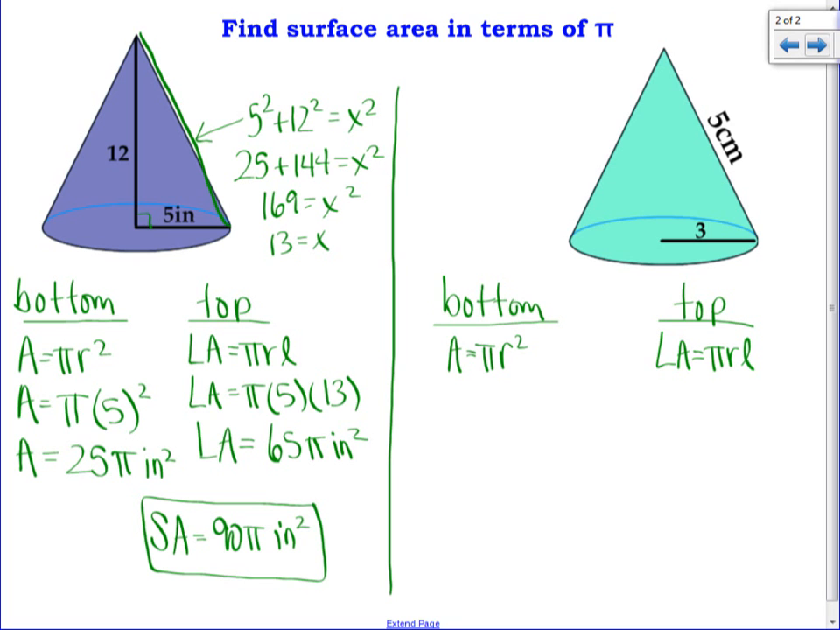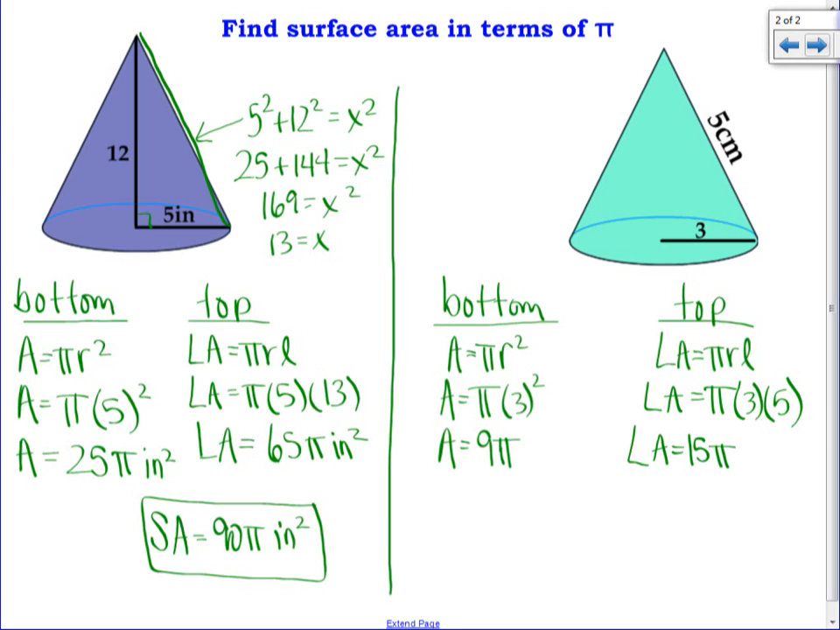Okay, we always throw the formulas down first. Now we're going to put the numbers in. Radius is 3 on this one, so we have 9 pi. For the top on this cone, we've got the radius and the slant height. We take 3 times 5, we have 15 pi. Throw our units on here. Now if we take 9 pi plus 15 pi, we have our total surface area.